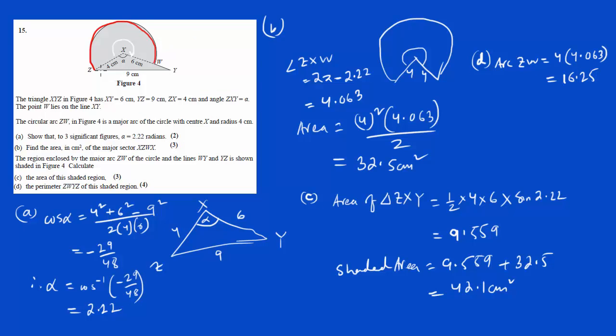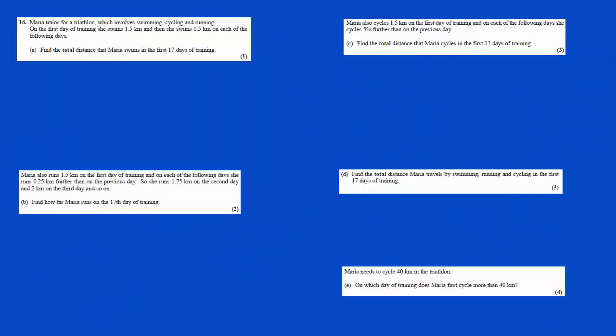Now the next thing in the boundary is this length, which is 9, and this length WY: the radius of the circle is 4 and XY, the entire length, is 6, so 6 minus 4 is 2. So this is 2. Let's write down the perimeter. Perimeter equals arc length 16.25 plus 9 plus 2, and this is 27.3. So 27.3 centimeters, because perimeter is length.